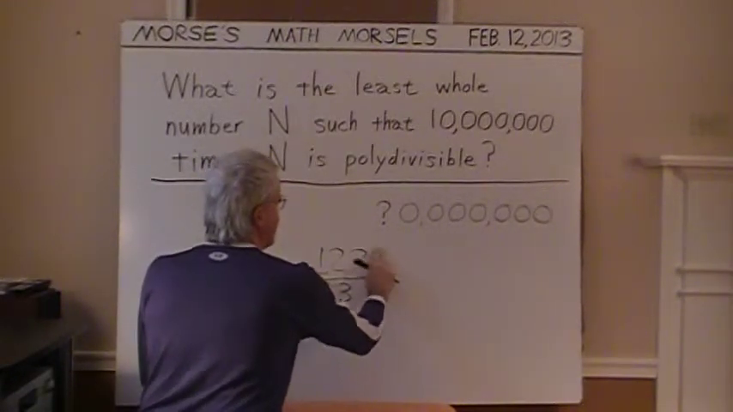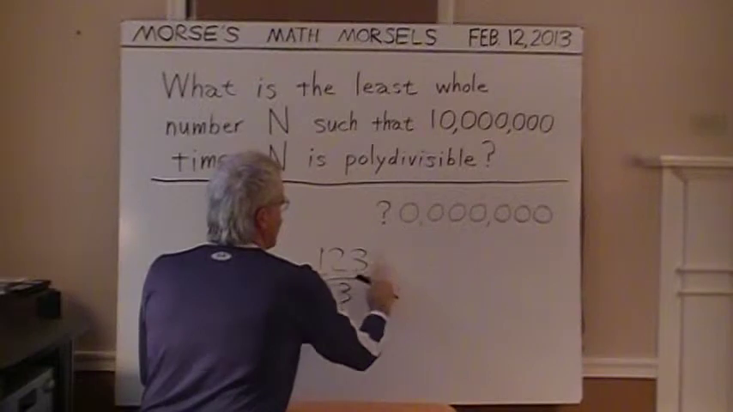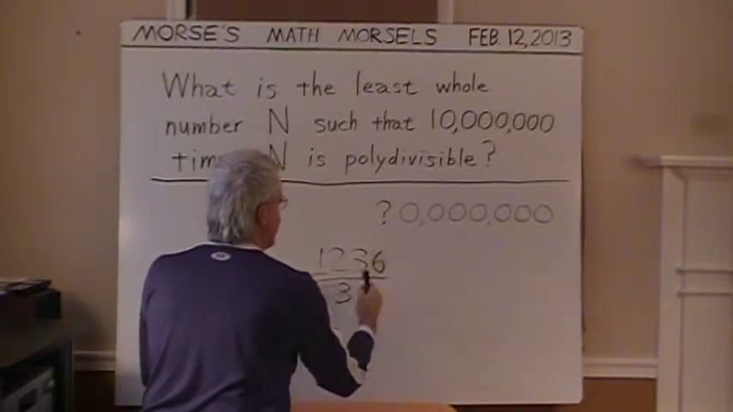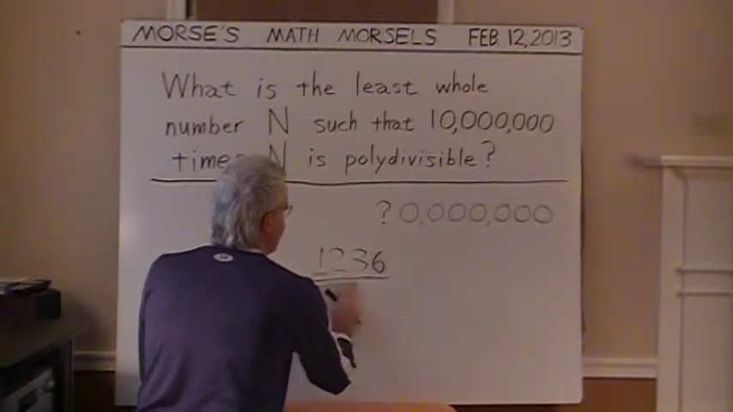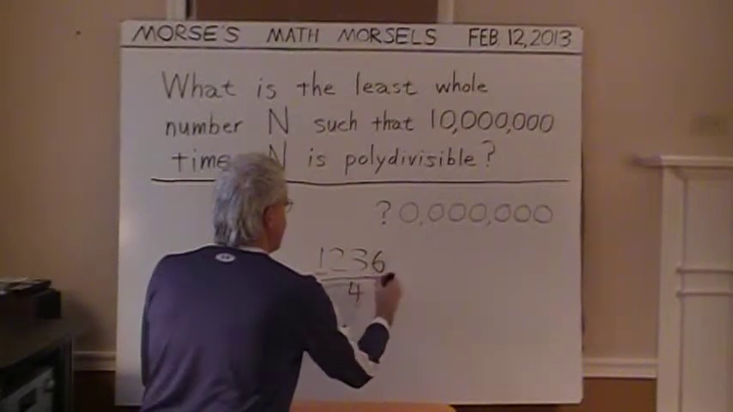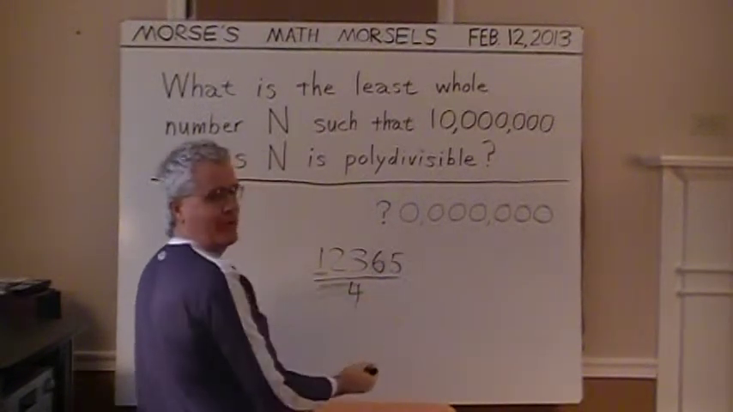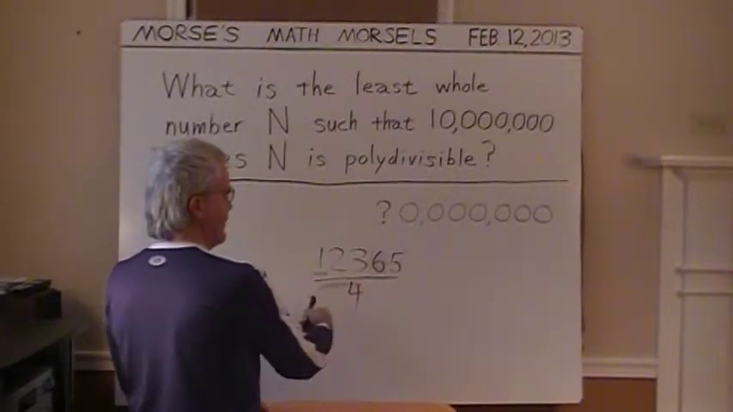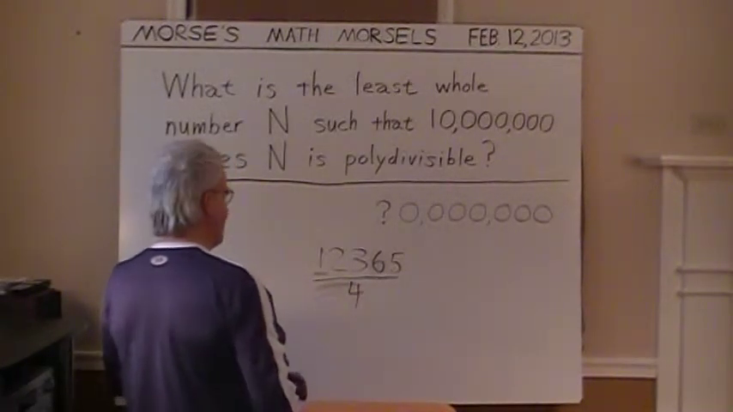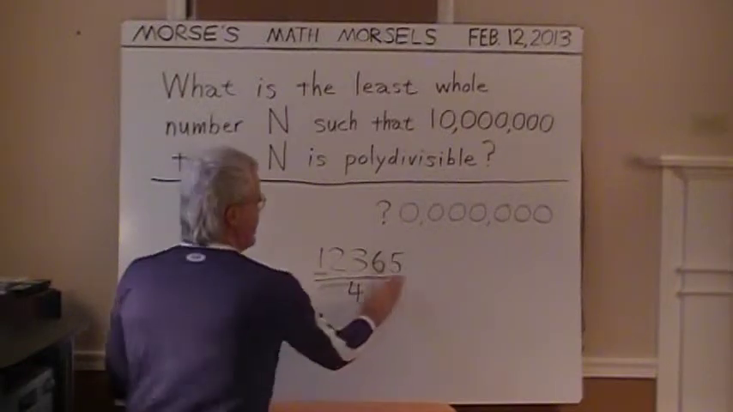So we need to put in a 4-digit number divisible by 4. For example, 6 would work. That's divisible by 4. And for a 5-digit number, you can only have a 5 or 0 at the end of a 5-digit number for divisibility by 5.